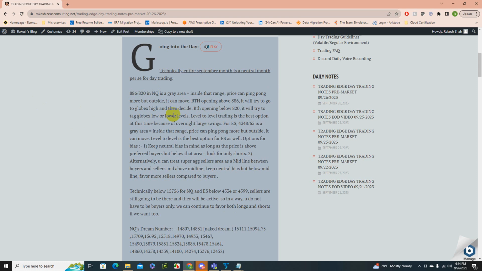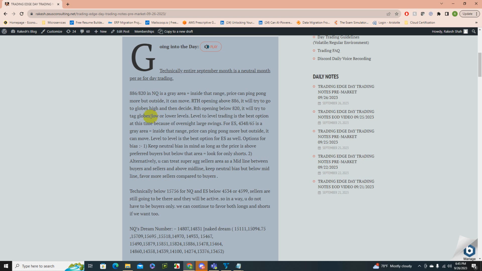So 886 to 820 in NQ is a gray area. Inside that range, price can ping pong more, but outside that range it can move. That's the range basically. RTH opening above 886, it will try to go to Globex high, and then decide. RTH opening below 820, it will try to go to Globex low and or lower levels. Above 886, if it opens there, the first level is Globex high, and then it is up to real time. Level to level trading is the best option at this time because of overnight large swings.